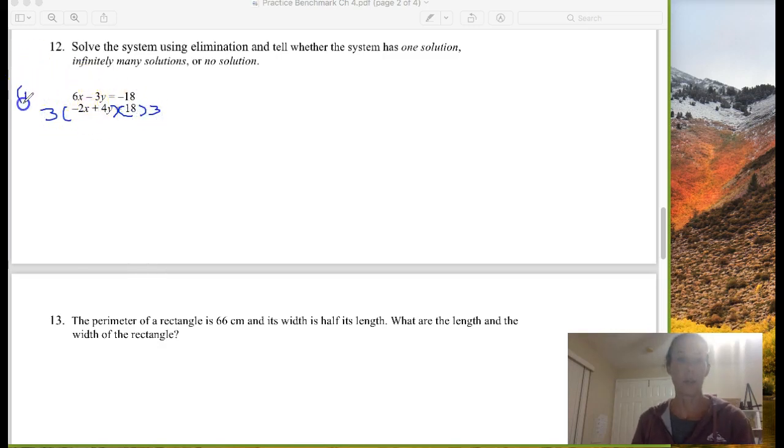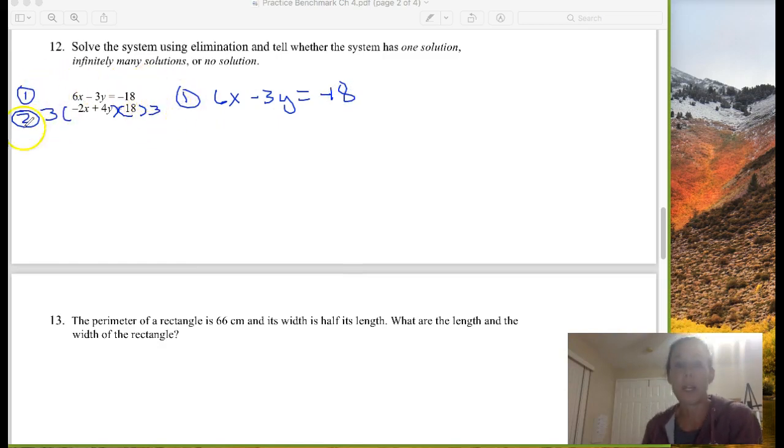So let's write equation 1 here, and this will be equation 2. Equation 1, I'm going to rewrite the same. I'm not going to change equation 1. Equation 2, if I multiply both sides of the equation by 3, I've kept my balance. So I'm going to get -6x, and then 3 times 4y would be plus 12y. And then 18 times 3 is 54.